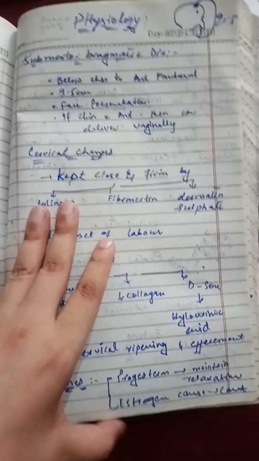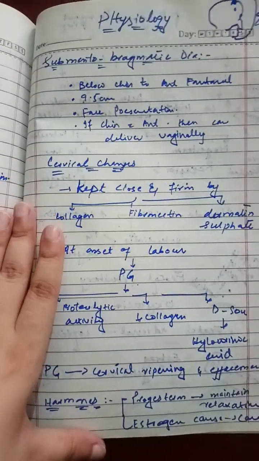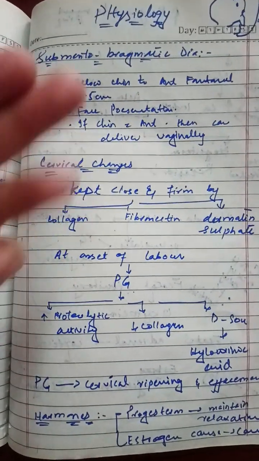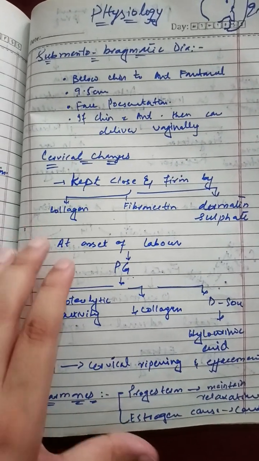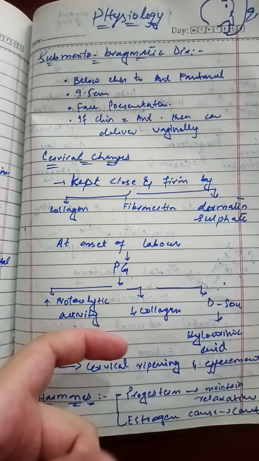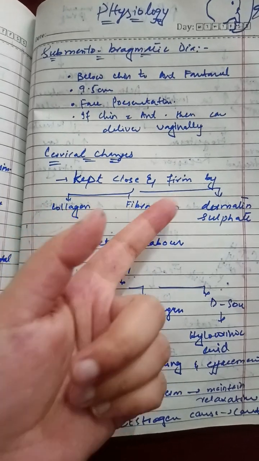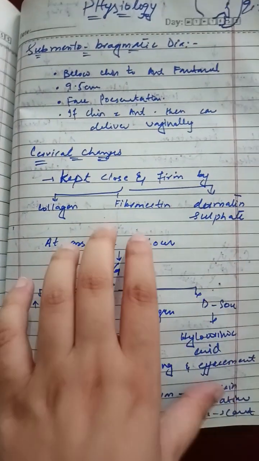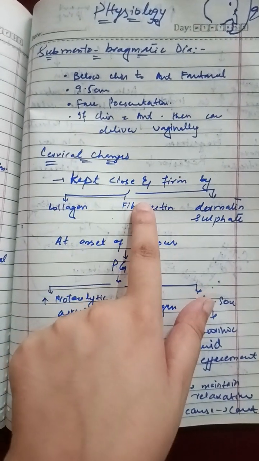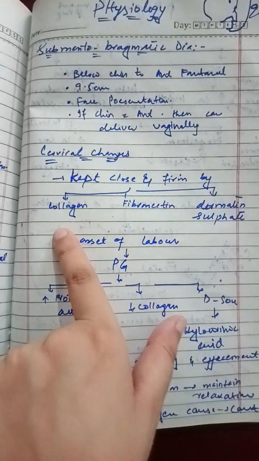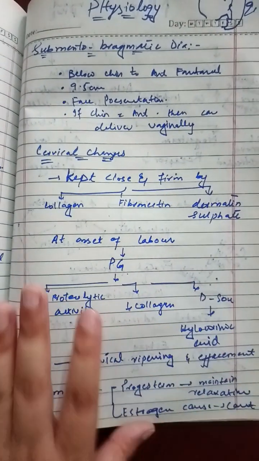Now coming towards our topic, which was the physiology of normal labor. The cervix is basically kept closed and firm by collagen, fibronectin, and dermatan sulfate during the period of pregnancy, before the labor.